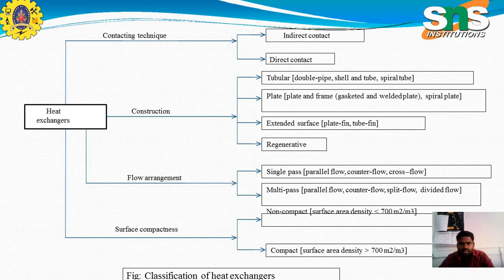And then the next one is based on construction. We have four types. The first one is the tubular type heat exchanger, then the plate type heat exchanger, then extended surface, then regenerative. For the tubular heat exchanger, we have further types called the double pipe heat exchanger and the shell and tube heat exchanger. In that, the two fluid mediums are separated by the shell or the tube. And then plate type. Extended means plate fin or tube fin, then regenerative.